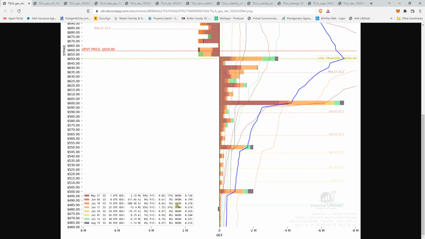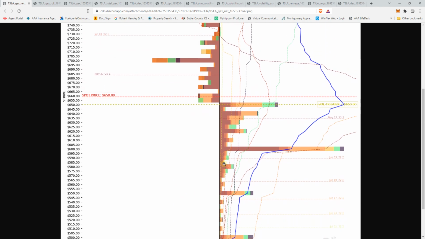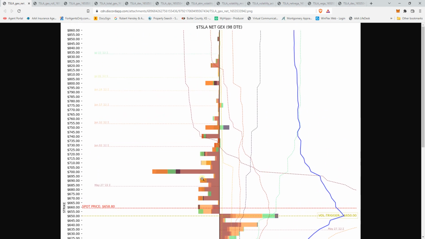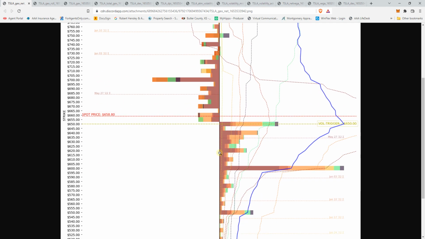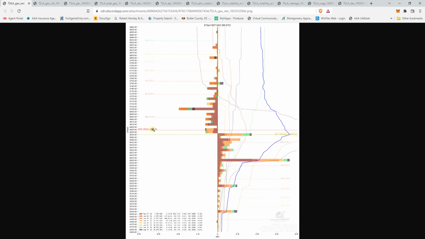So you've got 39% expiring, and 39% of all the gamma from here to 98 days comes off on Friday. Where did we close? We closed at 658. We traded as high as 670, and it came back down.